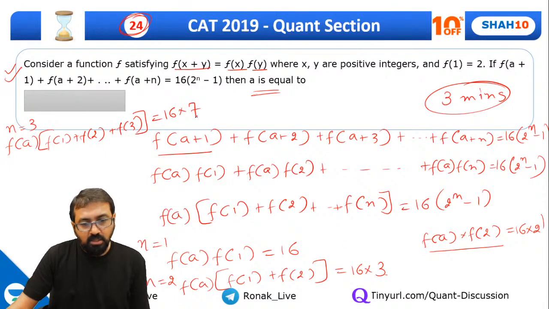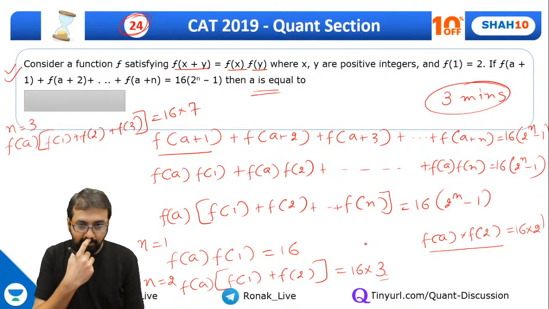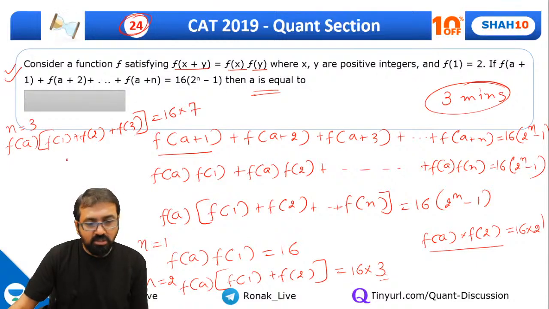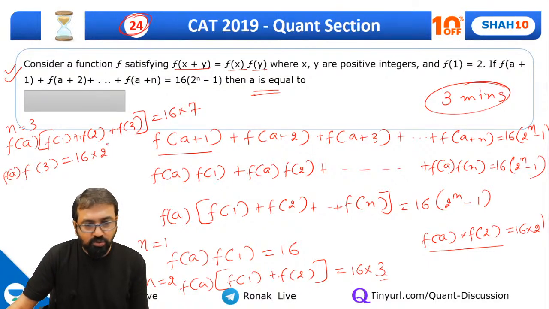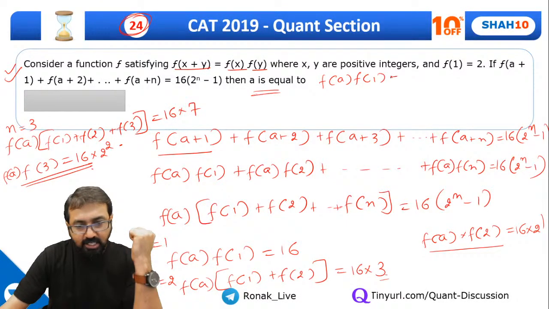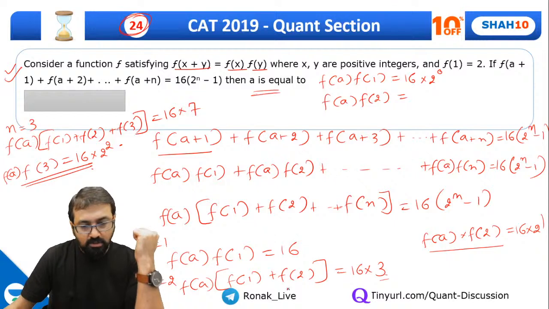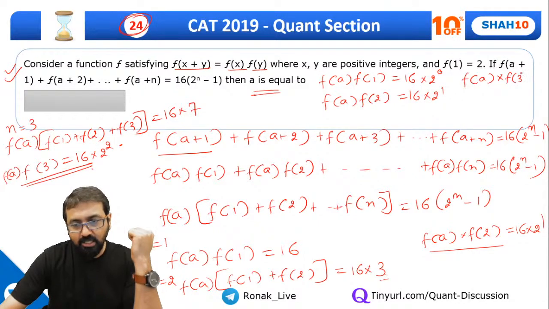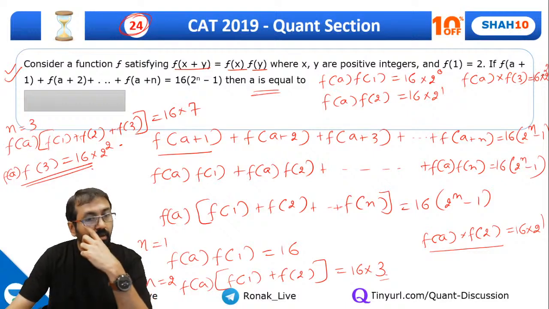So what will this value be? 16 minus 3... sorry, so this will come out to be, if you just solve this, FA into F3 will come out to be 16 into 2 raised to 2. Okay, so this is what we are getting. Let me just write over here. We are getting some results. So once again, FA into F1 came out to be 16 into 2 raised to 0. FA into F2 came out to be 16 into 2 raised to 1. Same way, FA into F3 came out to be 16 into 2 raised to 2. Right?